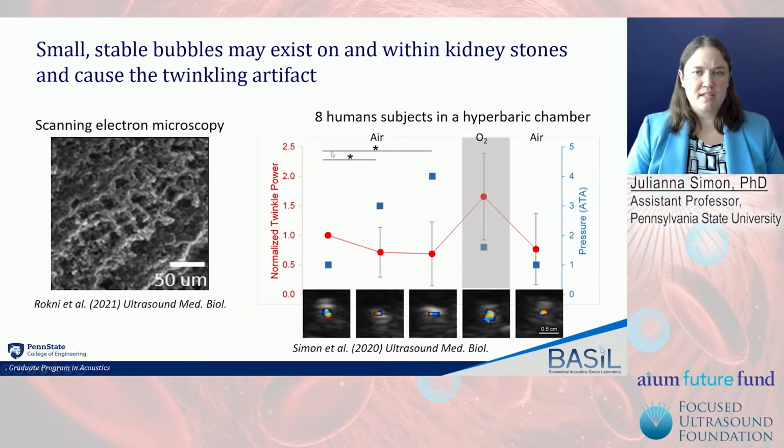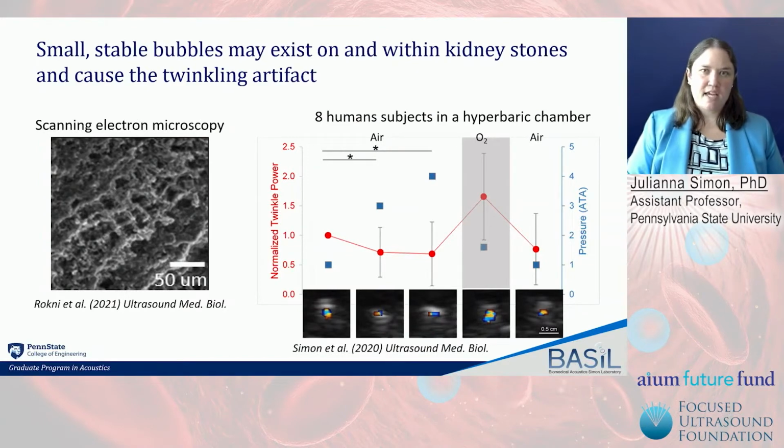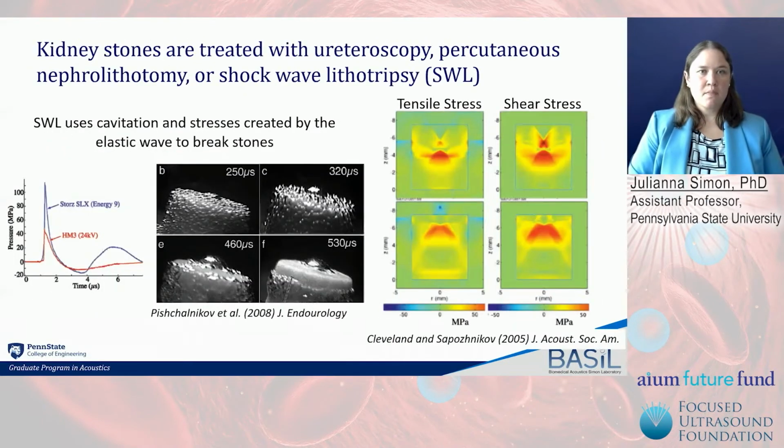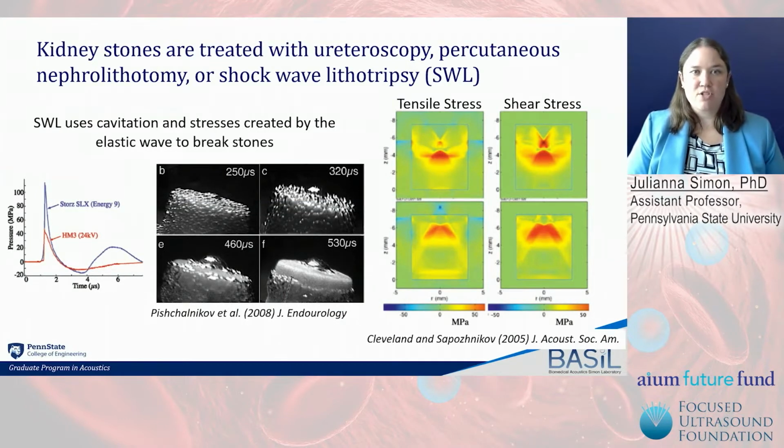So this is evidence that there are bubbles on the stone in situ, which leads to some of our understanding of cavitation in kidney stone therapies. Kidney stones are treated with ureteroscopy and percutaneous nephrolithotomy, both of which are minimally invasive or invasive surgical options. The other option is shockwave lithotripsy, which is where we'll focus here, because shockwave lithotripsy uses cavitation and stress created by the elastic wave to break stones.